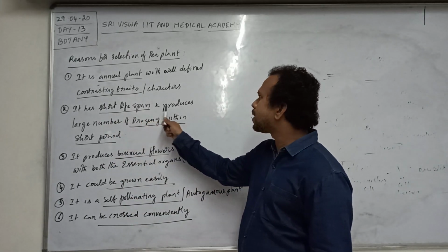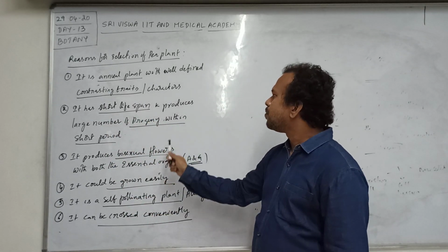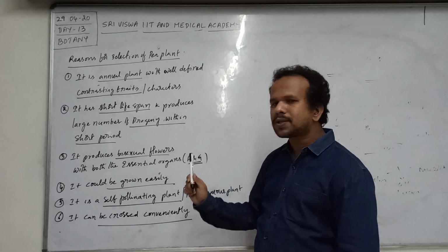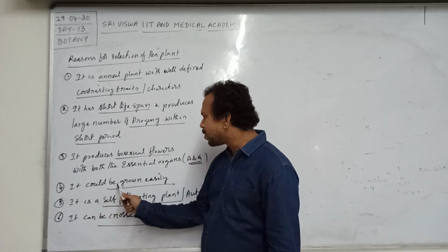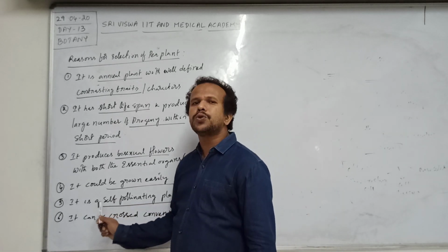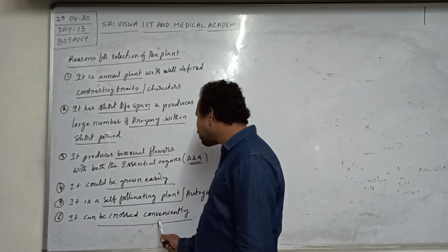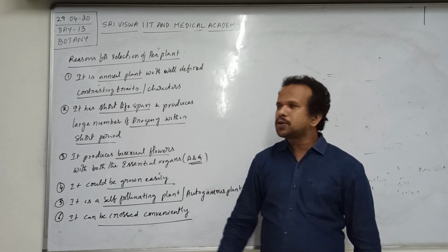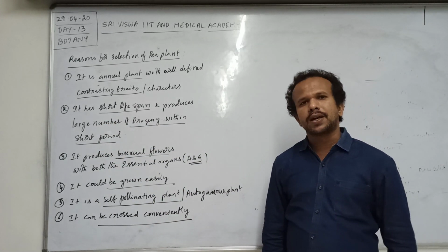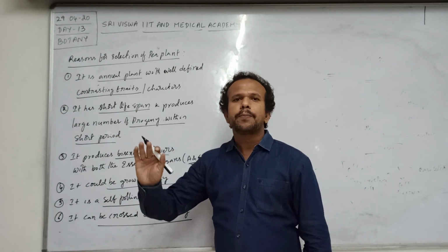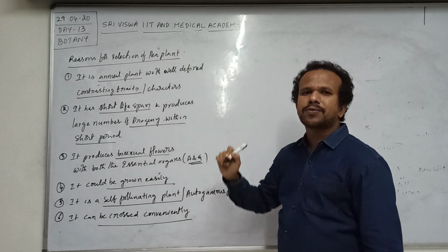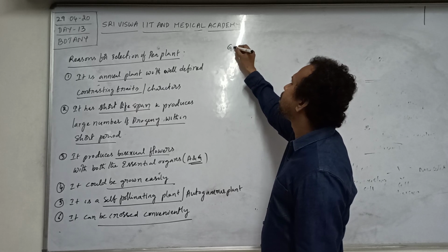It has short lifespan and produces large number of progeny within short period. It produces bisexual flowers with both the essential organs, Androecium and Gynoecium. It could be grown easily. Then it is a self-pollinating plant or autogamous plant. I mean, it usually undergoes self-pollination, but it can be crossed conveniently. Due to these reasons, Mendel selected pea plant as experimental material. These are the peculiar features of the garden pea plant, Pisum sativum. Then coming to the next very important topic, genetic terminology.